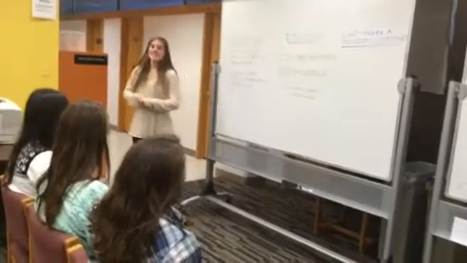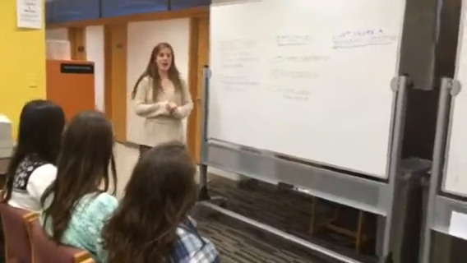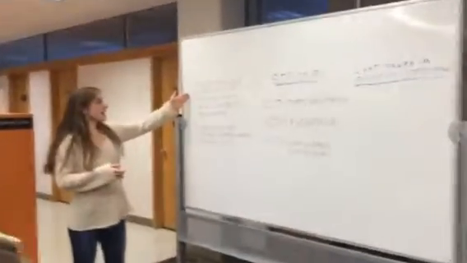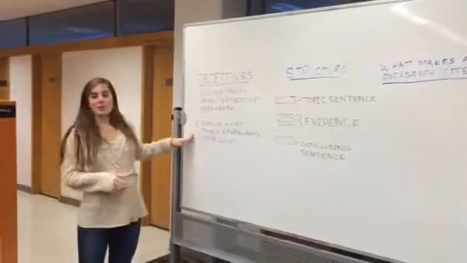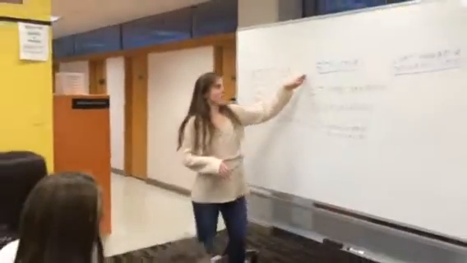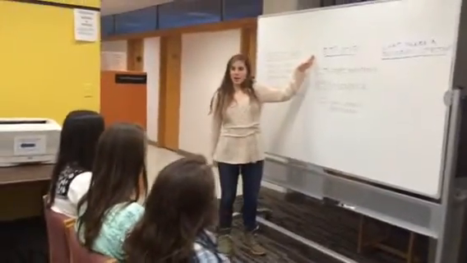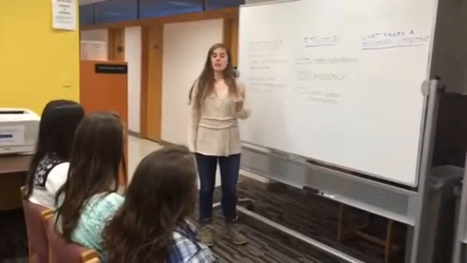Hi class, today we're going to talk about how to identify the parts of an effective paragraph. Here are our objectives for today. First, we're going to define the parts of an effective paragraph, and then we're going to discuss what makes a paragraph effective. Over here we have the structure for an effective paragraph, and it is comprised of 3 parts.